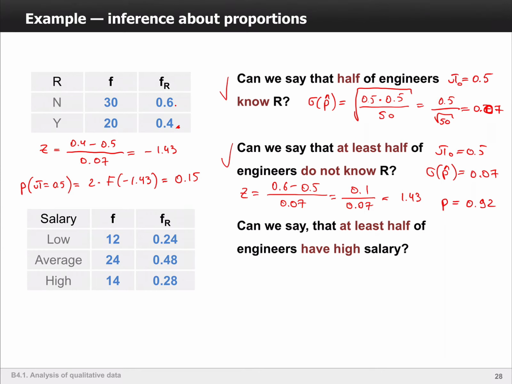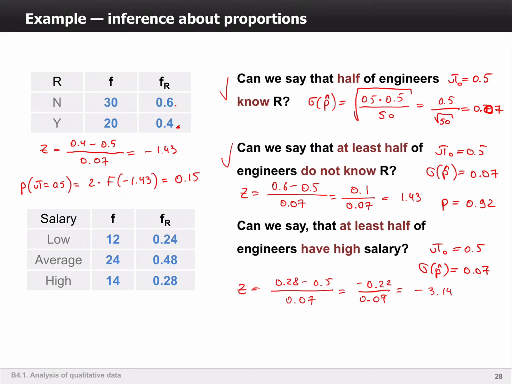And then the last one: can we say that at least half of engineers have a high salary? Again, in this case, our null hypothesis is the same. The sample size is the same, so the standard error will be the same, right? Because it depends only on the proportion for the null hypothesis and the sample size, so it will be 0.07. Now we can calculate the z-value. We have 28% engineers with a high salary in our sample, so it will be 0.28 minus 0.5, that's our null hypothesis, divided by 0.07, which gives us minus 0.22 divided by 0.07, approximately minus 3.14.